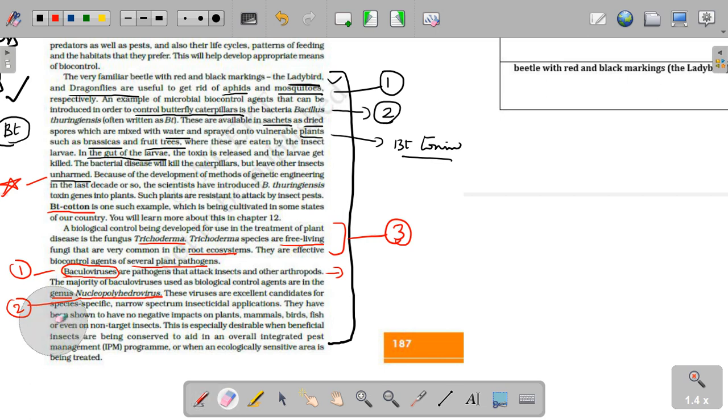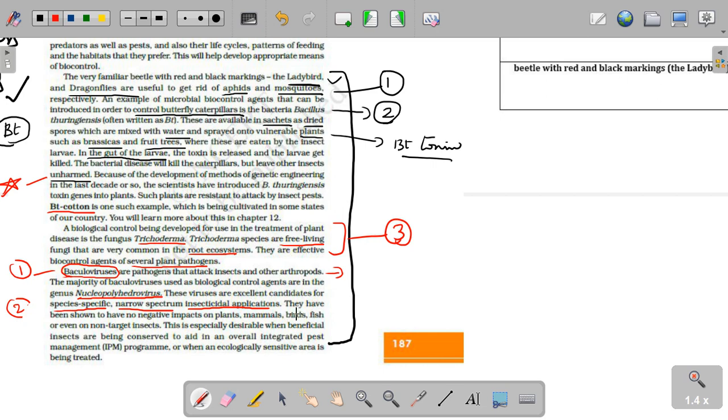So these viruses are excellent candidates for species specific applications. Remember a term, species specific means it acts upon exactly one particular pathogen or a particular pest. That's why it is called narrow spectrum insecticidal applications. Narrow spectrum means that it doesn't harm any other microorganisms which are helpful in ecosystem building.